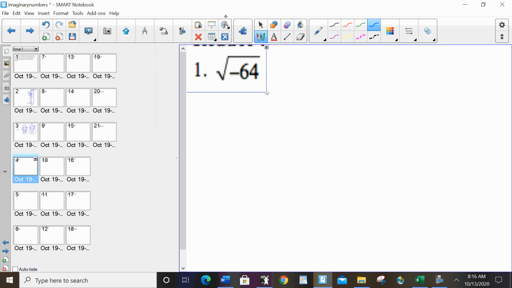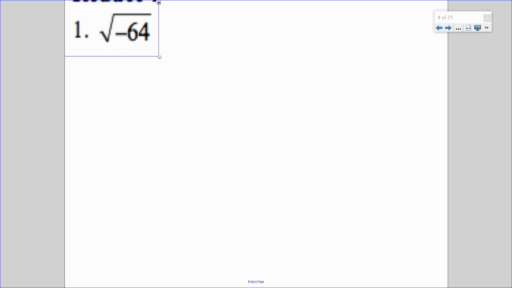To deal with this, we use what we call the imaginary number system. And the imaginary number system is based on one simple fact. i is equal to radical negative 1.